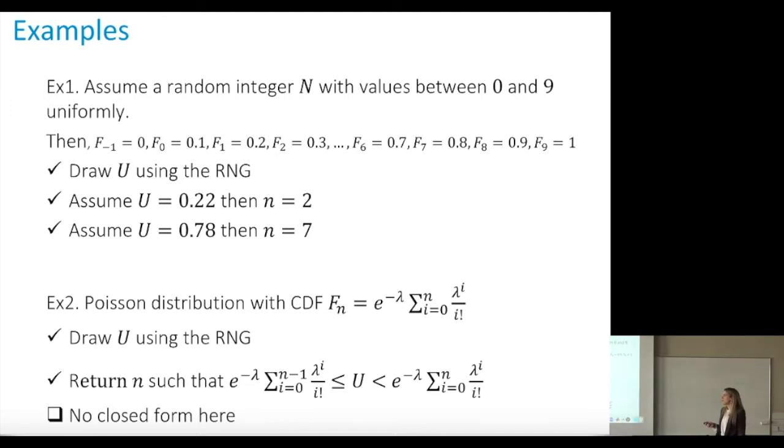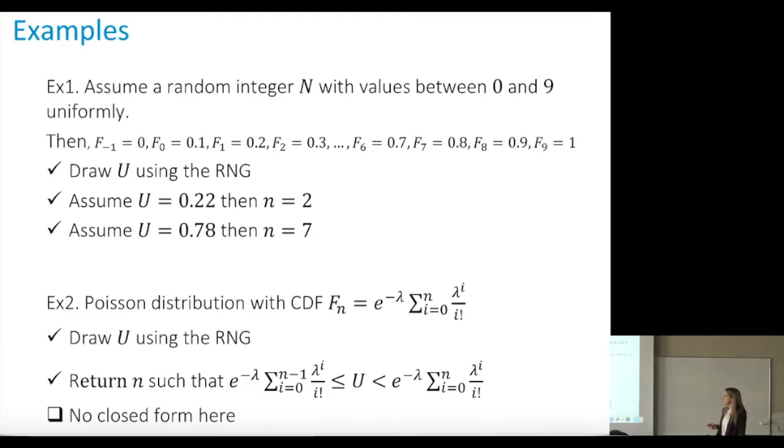Okay? So first we try to apply the method before. First we draw u using the random number generator from the uniform distribution between 0 and 1. Assume that u is equal to 0.22. Then we need to find n such that F of n is strictly higher than u. So we need to find the smaller such n. So we go here, and this is F2, so n is 2. And u is higher or equal than F of n minus 1, so u is between the two. So the output will be 2, the higher of the two.